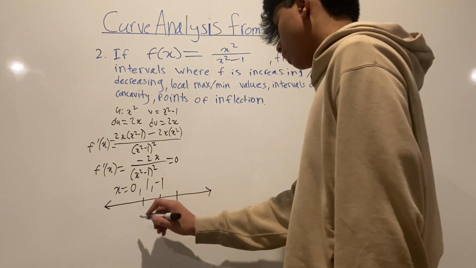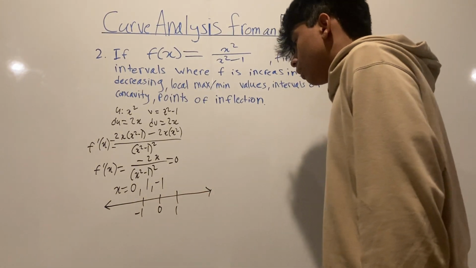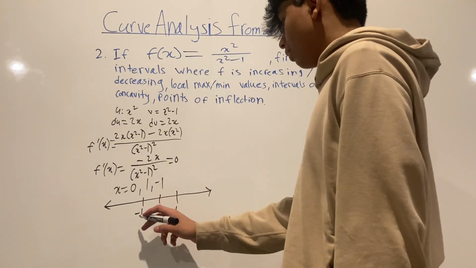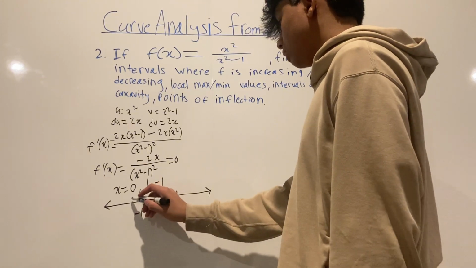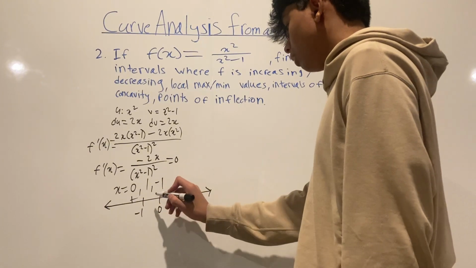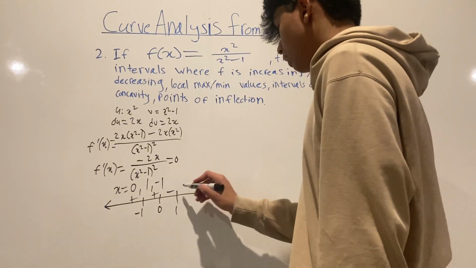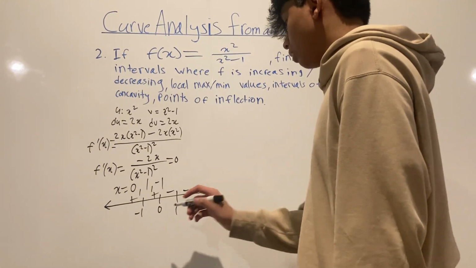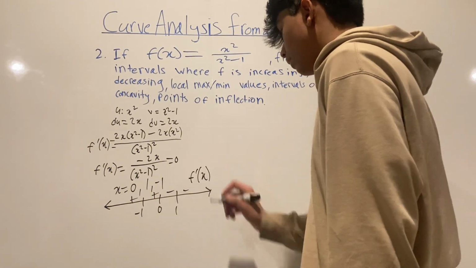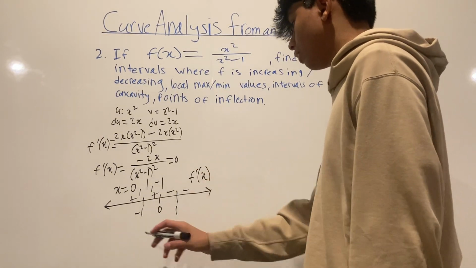So we have three values, negative 1, 0, and 1. Now, if you put a number less than negative 1, so like negative 2, this is going to be a positive number. And if you plug in a number between negative 1 and 0, this is also going to be positive. And in both of these, it's going to be negative and negative. So here, and also this is the sign diagram of f prime of x. So now we can put our increasing and decreasing intervals.